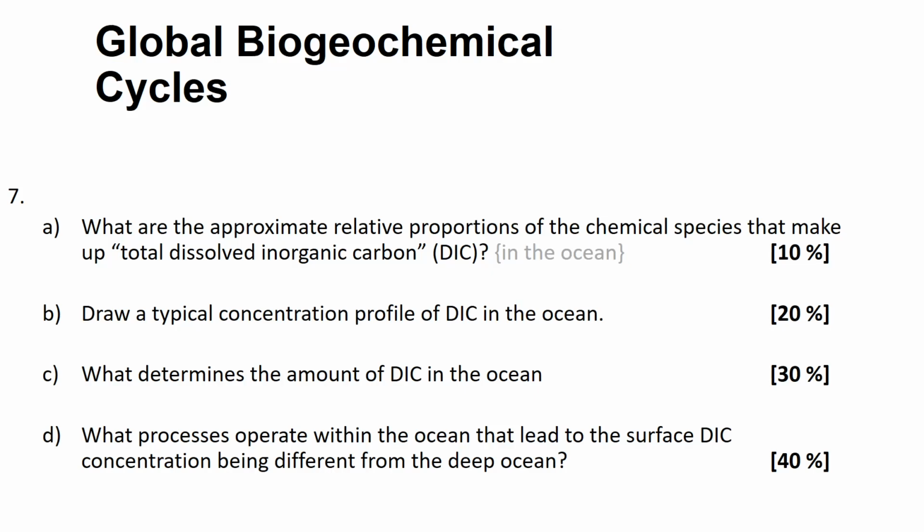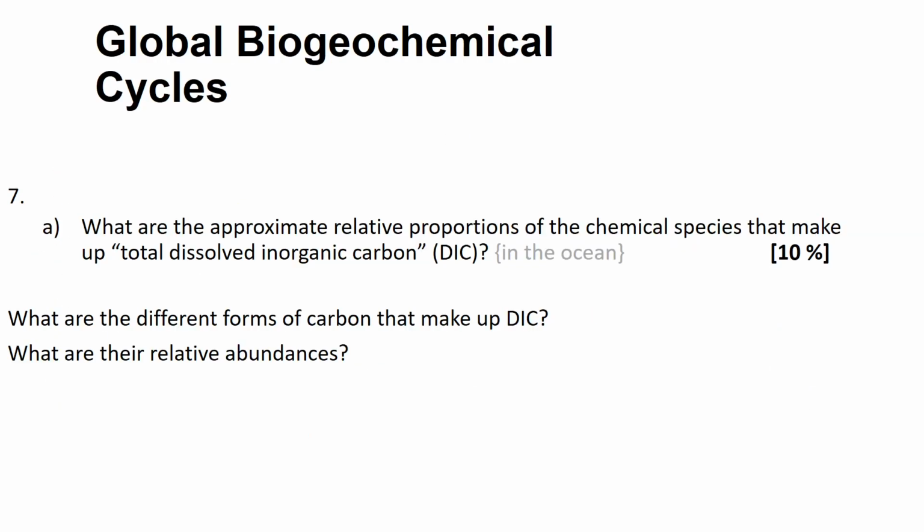So looking at the actual question here, this is a question all about carbon in the ocean, and specifically dissolved inorganic carbon. So again, you might have lost a few marks if you spent a lot of time focusing your answer on carbon, including organic carbon, but this question is about inorganic carbon. Okay. So the first part, we'll just have a look here. What are the approximate relative proportions of the chemical species that make up total dissolved inorganic carbon? I guess by implication in the ocean, because this is an ocean question.